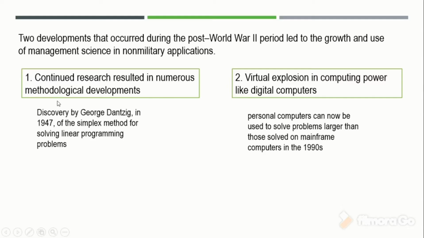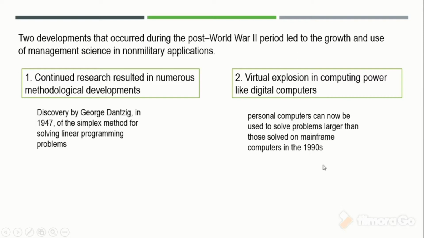So number one, the continued research resulted in numerous methodological developments. An example of this is the discovery by George Dantzig in 1947 of the simplex method for solving linear programming problems. This developed and evolved, and later on was used in solving problems and developing computers. This also led to the second development that occurred during the post-World War II period, which is the virtual explosion in computing power, like digital computers.